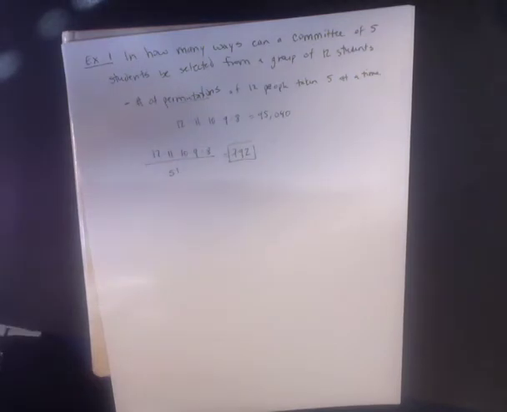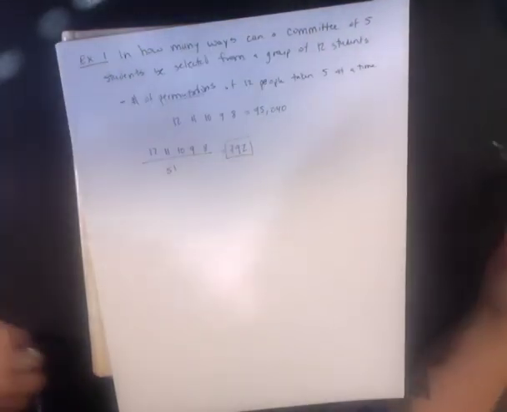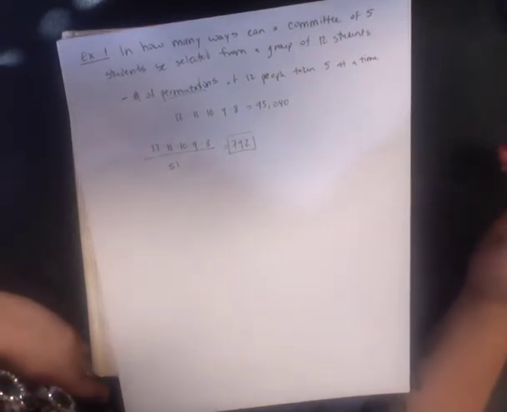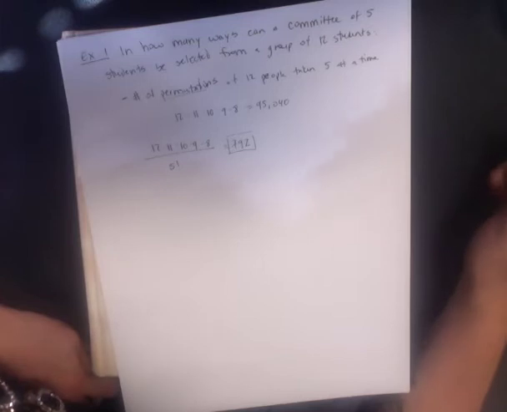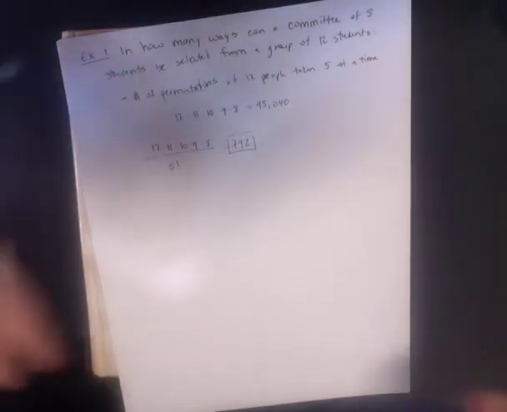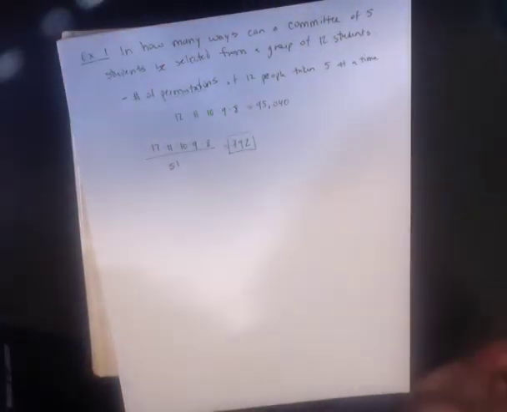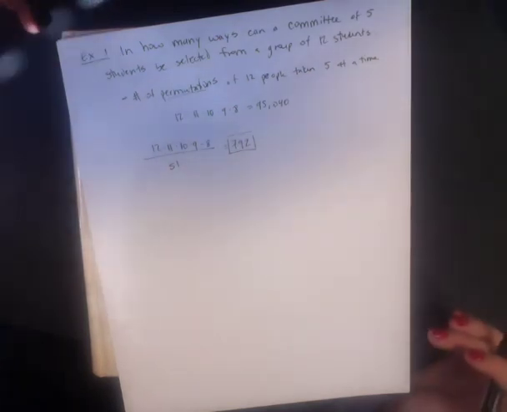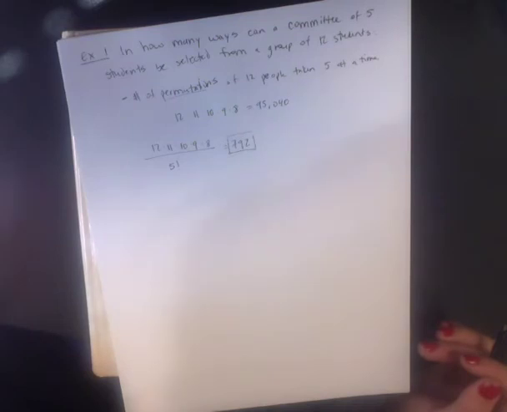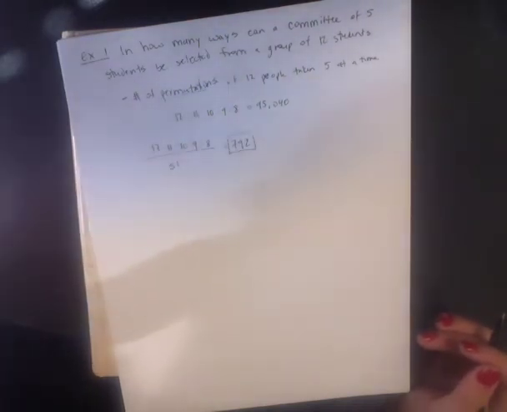Now, we know that we have to divide by 5 factorial because there are 5 people in each committee, and order does not matter in a committee, right? A committee is a group of people all working on the same thing. Order doesn't matter. We're not talking about the head of the committee or not.